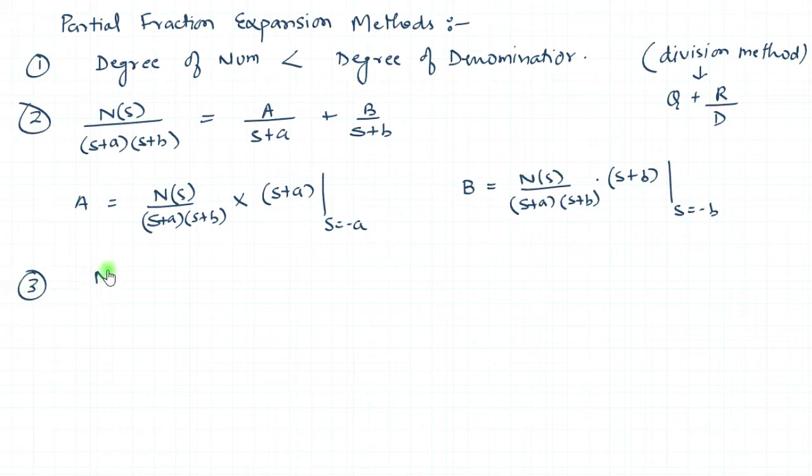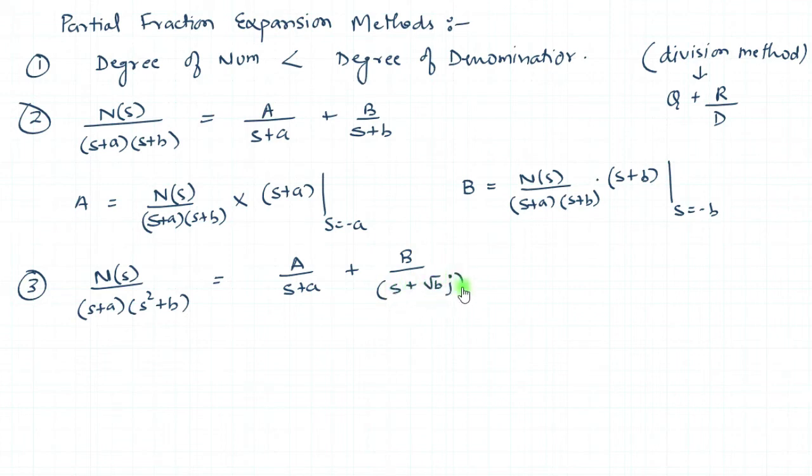Similarly, say we are given N(s) divided by (s plus a) into (s square plus b), that is, in the denominator we have a quadratic term. Then the partial fraction can be written as A divided by s plus a, plus B divided by s plus root b j, plus B conjugate divided by s minus root b j, where A, B and B conjugate are the residues of these poles.